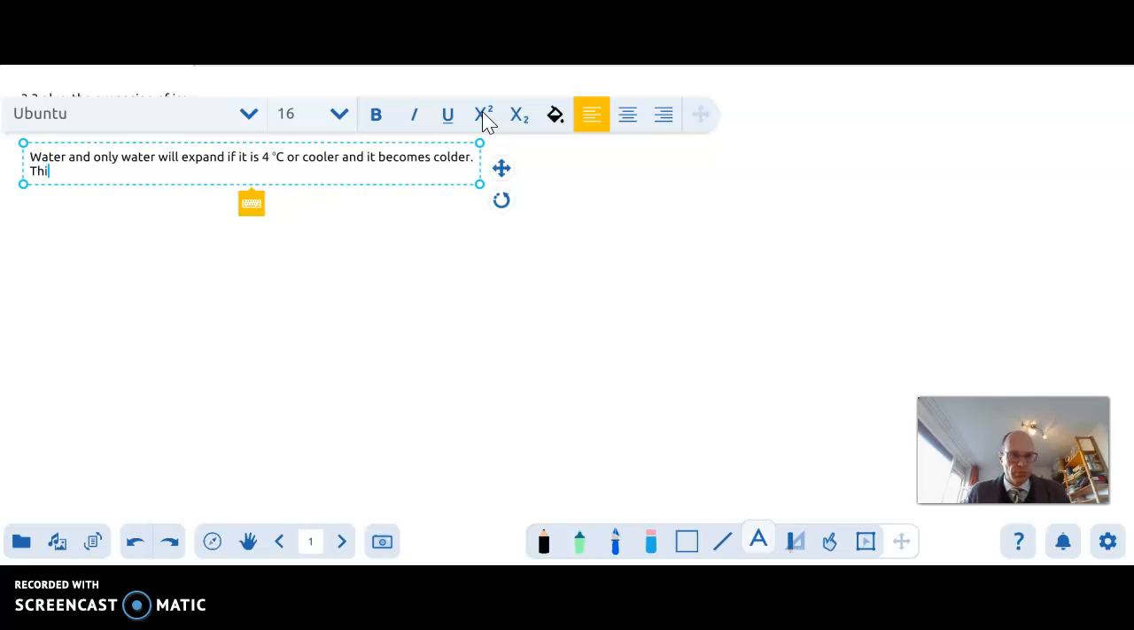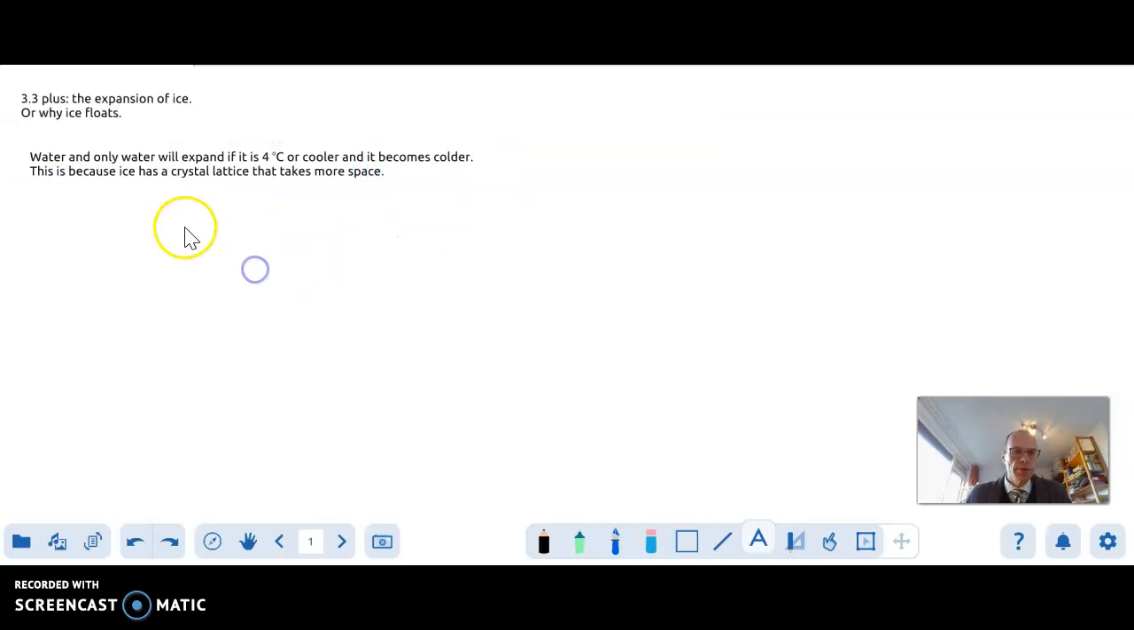This is because ice has a crystal lattice that takes more space.